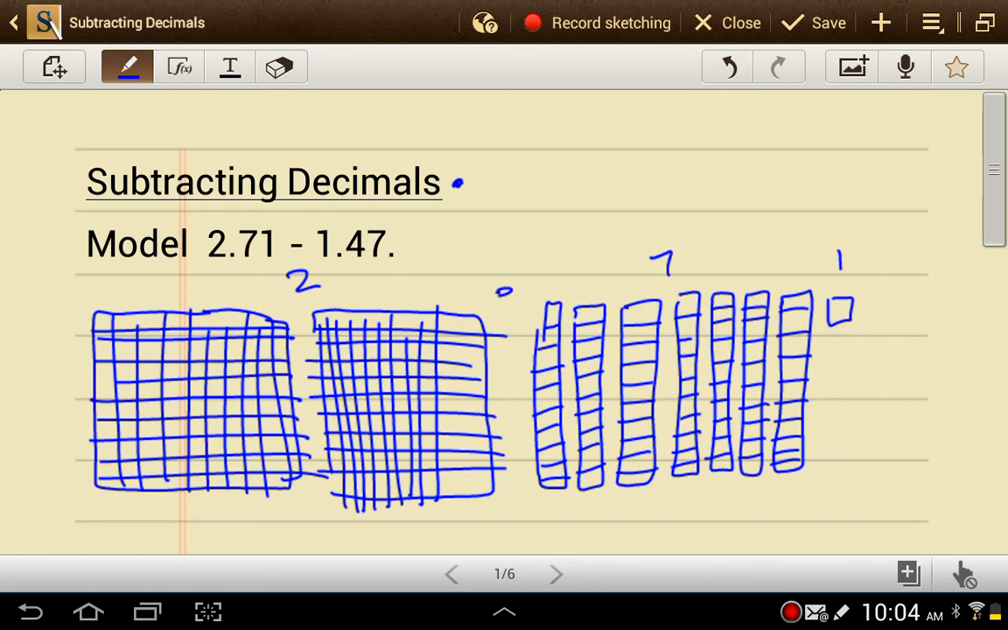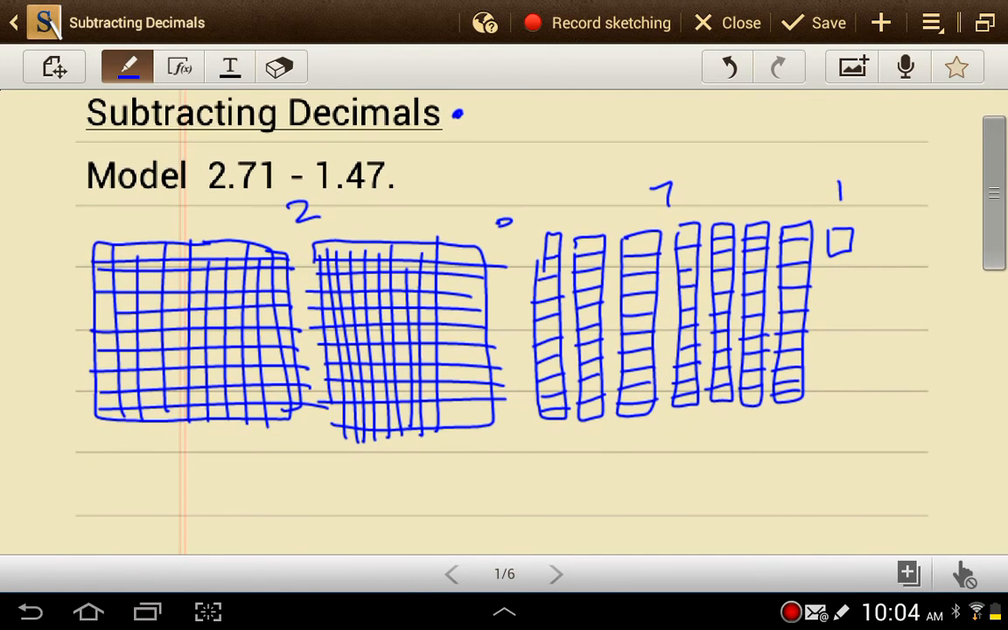I have them broken into basically hundredths. One square represents 1/100th, so I put 10 together in a strip of 10. I have 7 of those for my 7 tenths, and I have 2 whole amounts for my 2 wholes. And then I could do the same for my 1.47.